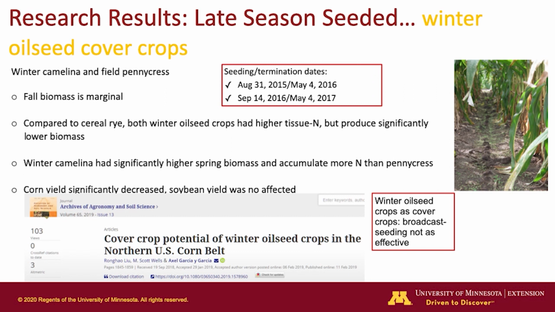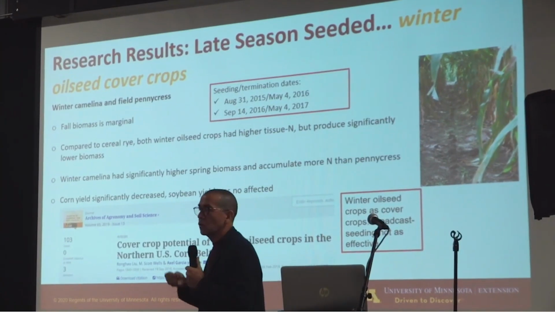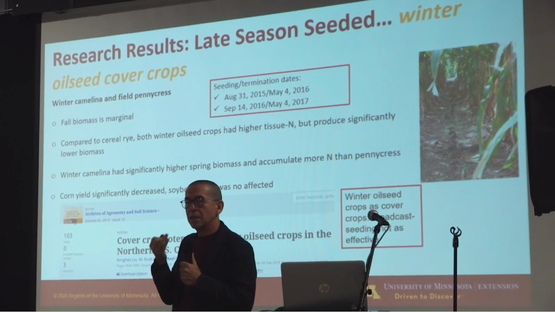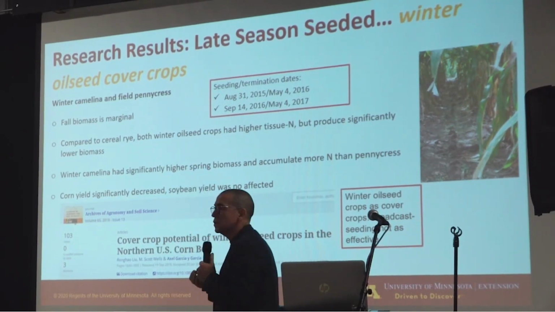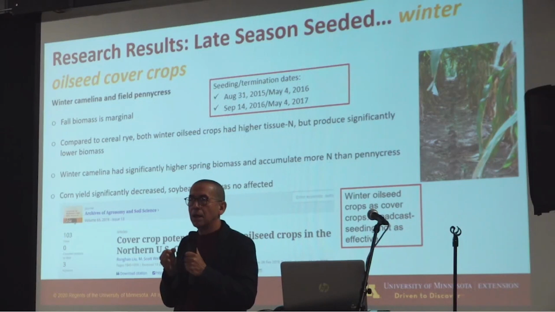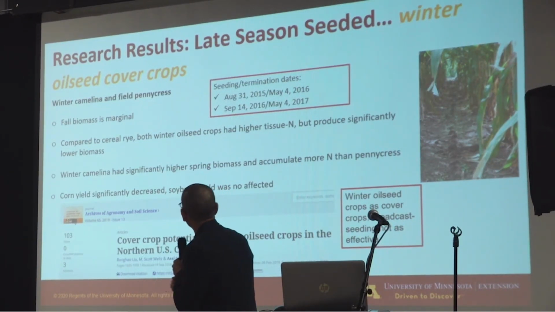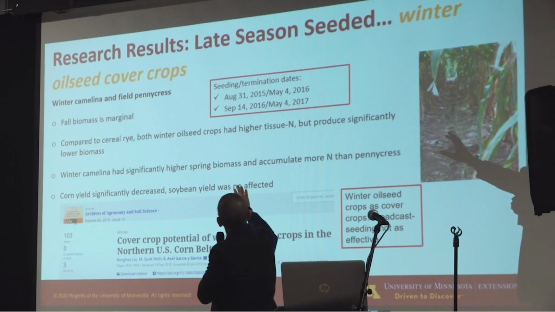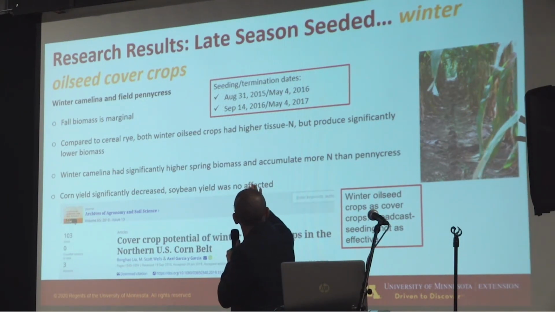So this study was about using winter oilseed crops as cover crops, okay? The winter oilseed crops I'm talking about here were winter camelina, pennycress, and cereal rye. We used cereal rye here to compare the performance of pennycress and camelina. So we planted on August 31st in 2015 and terminated on May 4 in 2016, and we also planted on September 14, okay? So our conclusions are there.